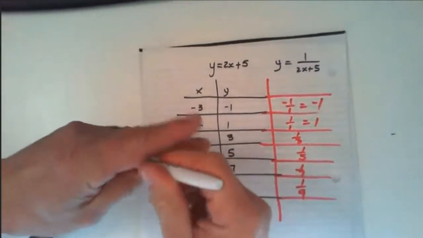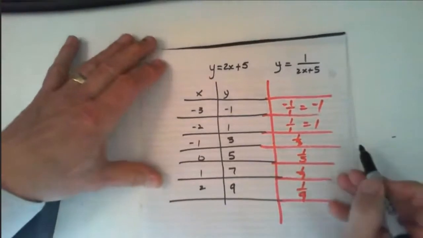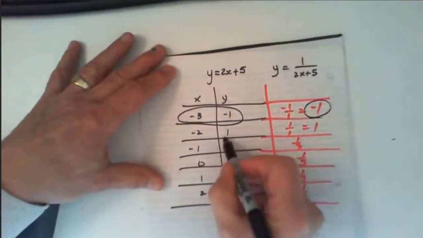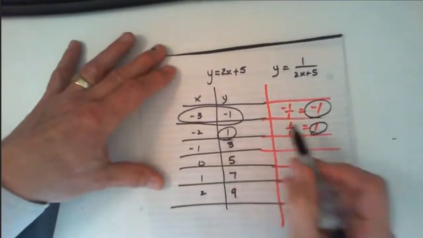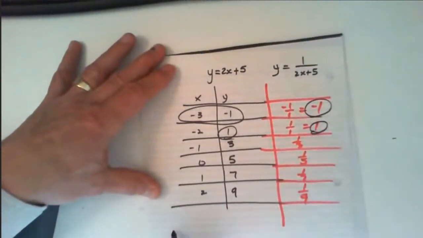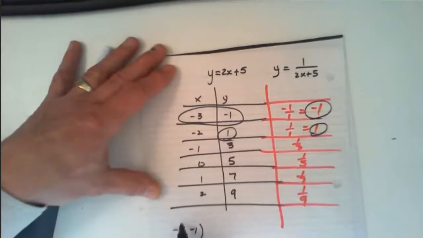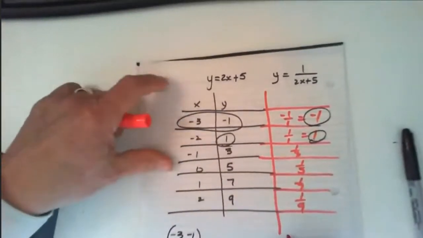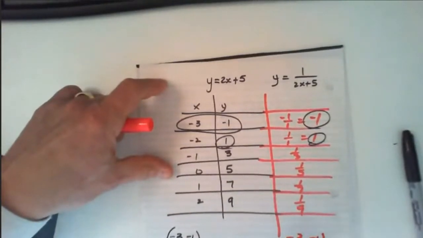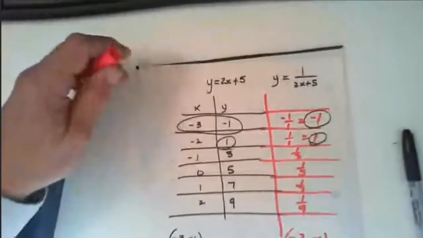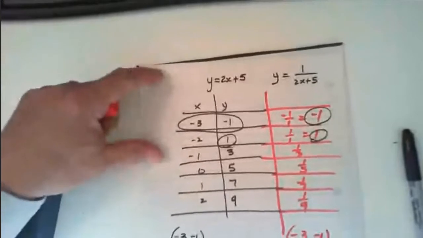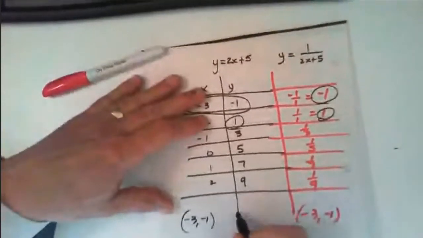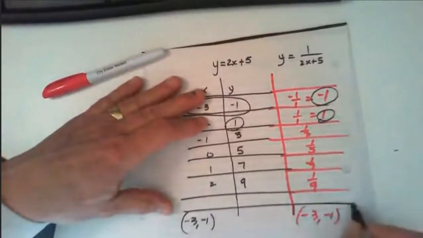If you take a look at it, there's a couple things that stand out here. These numbers are the same. So you can take a look at the invariant points, which would be -3, -1. And on the reciprocal function, it would be -3, -1, which is exactly the same point, which becomes an invariant point.